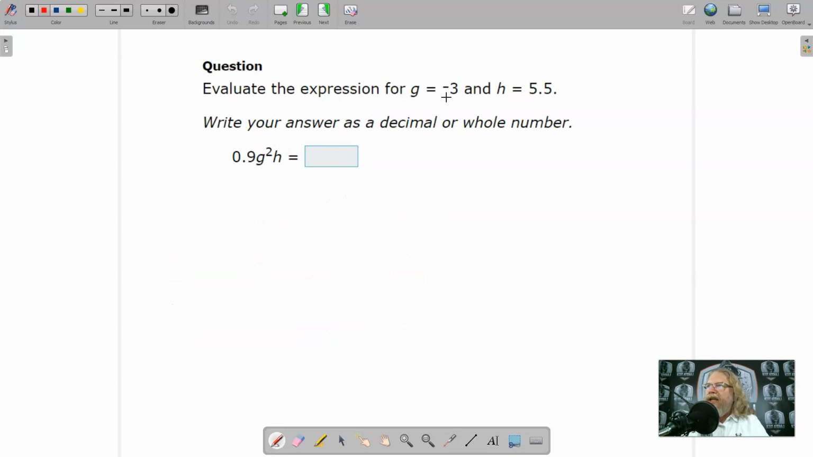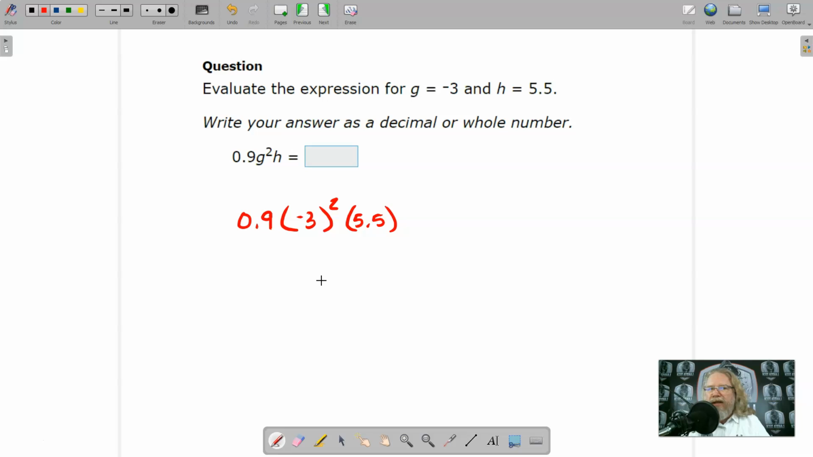Evaluate the expression for G equals negative 3 and H equals 5.5. And we already have a 0.9 in here. So let's go ahead and write our 0.9. We're just going to rewrite the whole thing. Wherever we have a variable, we're going to use parentheses. So let's put in the value of G, which is negative 3. Let's put in the value of H, which is 5.5.